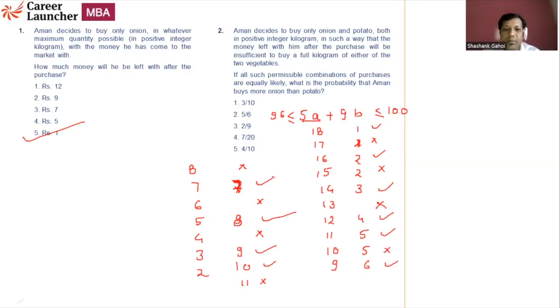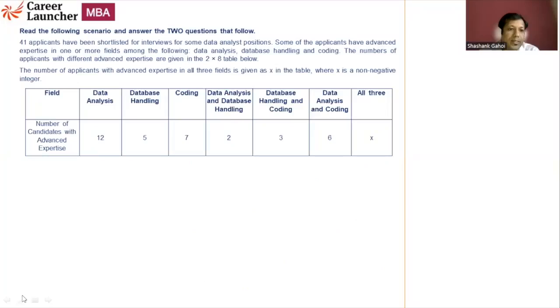So what are the total number of favorable cases? 1, 2, 3, 4, 5, 6, 7, 8, 9, 10. Out of that, in how many places is B greater than A? That is 1, 2, and 3. So answer of this question comes out to be option A, and that is 3 upon 10. Let's start this set.